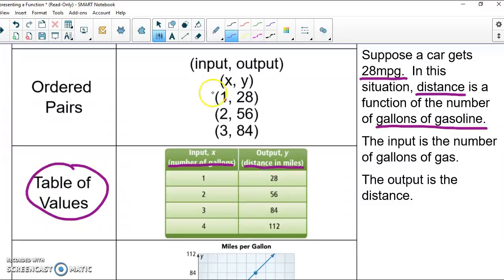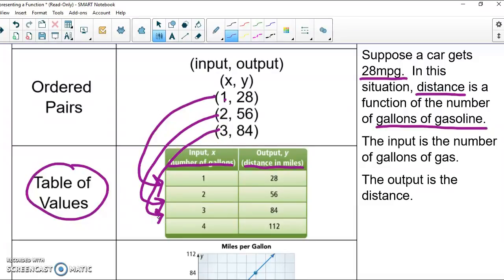So you can see that my ordered pairs are directly plugged into my table. It's just a different way of listing them. And I have extended the pattern and added a 4th row using my unit rate.